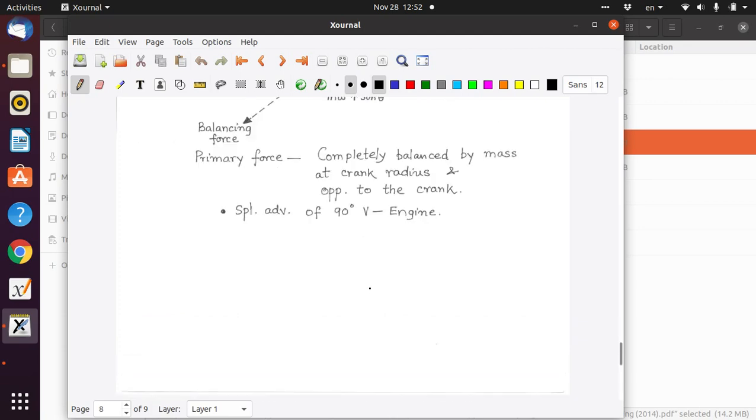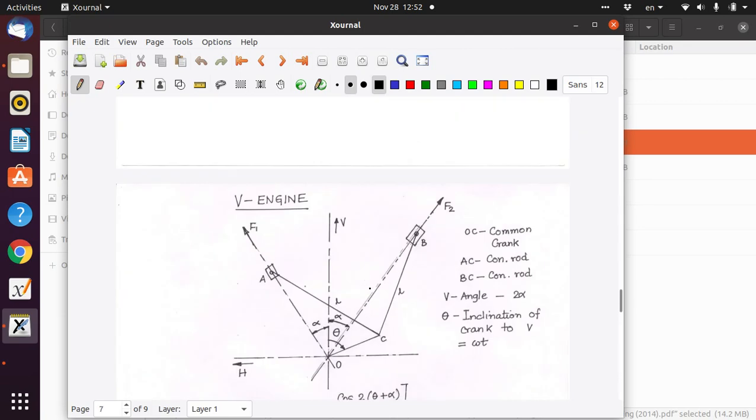So this is our discussion on twin cylinder V engine. This is actually the last topic in the balancing part of this course. So let us stop here and we'll continue in the next class, and we'll start our next chapter.